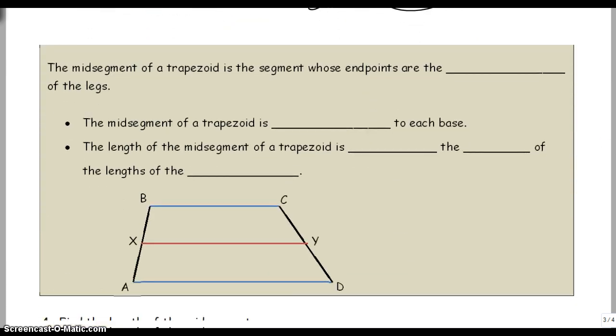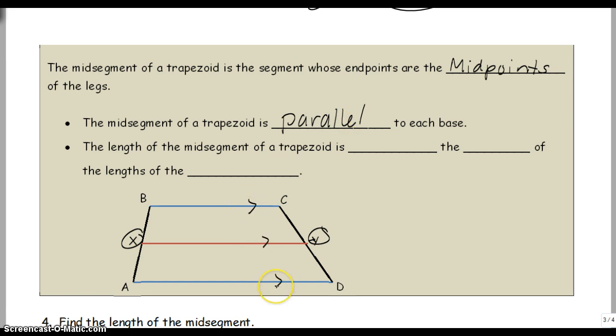A couple more properties. We talked about the mid-segment of a triangle. We also have the mid-segment of a trapezoid. It is the segment whose endpoints are the midpoints, remember the middle of each point, of the legs. So X and Y are both midpoints. Therefore, when you connect them, you make the mid-segment. The mid-segment of a trapezoid is parallel to each base. So that means that all three of these lines are parallel.